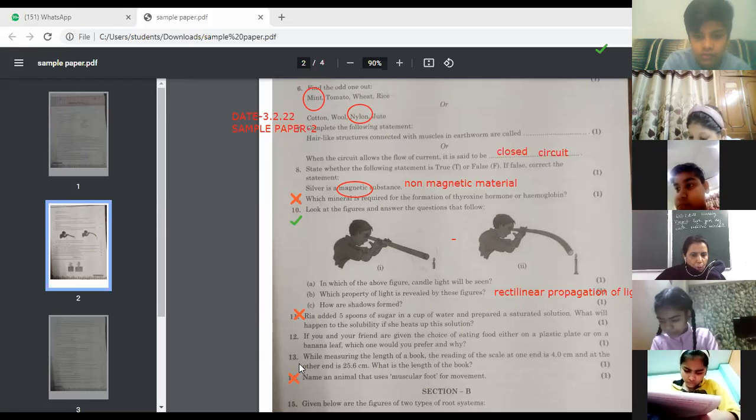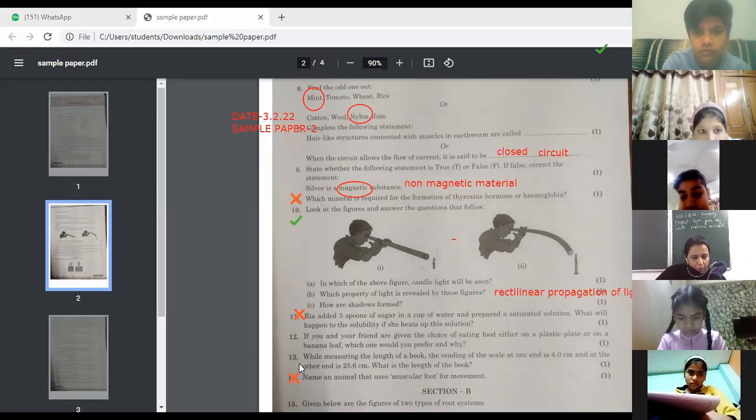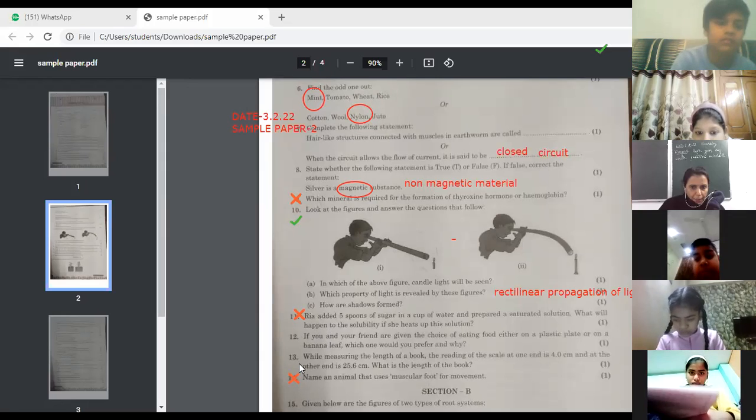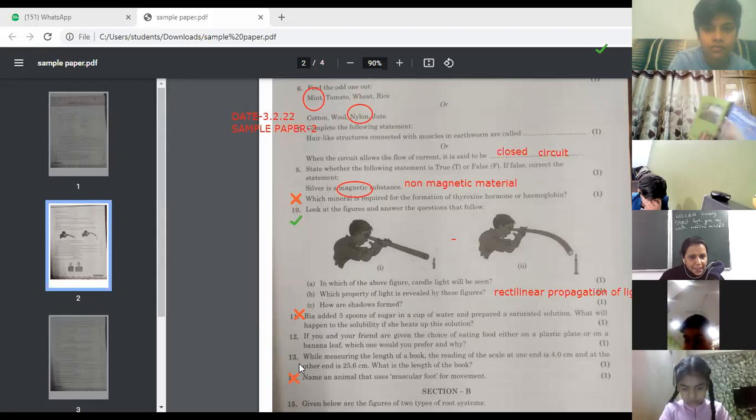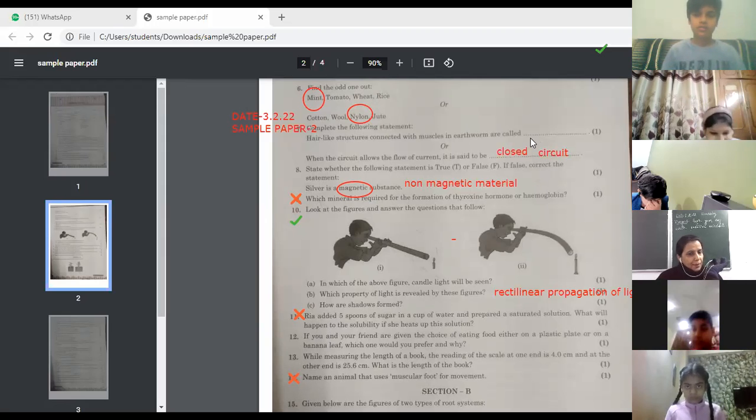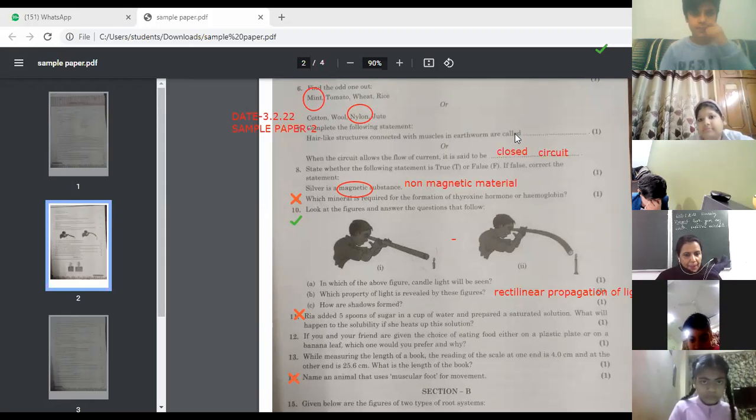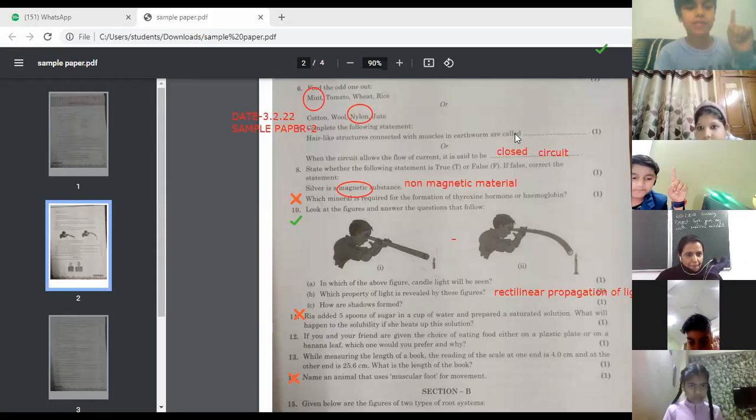13, while measuring the length of a book. Kindly read the question carefully. The reading of a scale at one end is 4 centimeter and at the other end it is 25.6 centimeter. What is the length of the book? Kindly read this question carefully, then give the answer. Otherwise, every time you give the wrong answer.